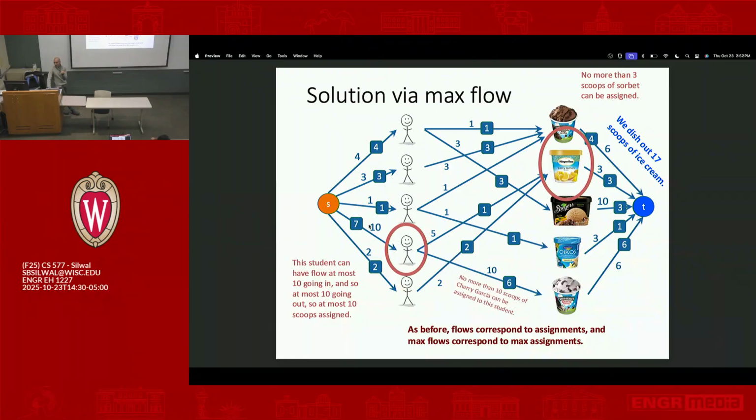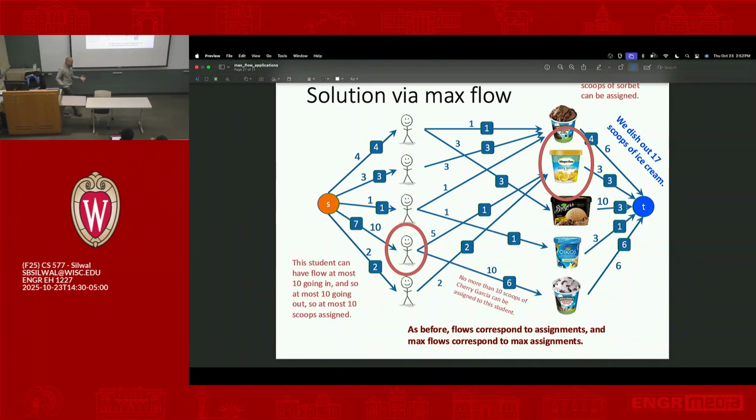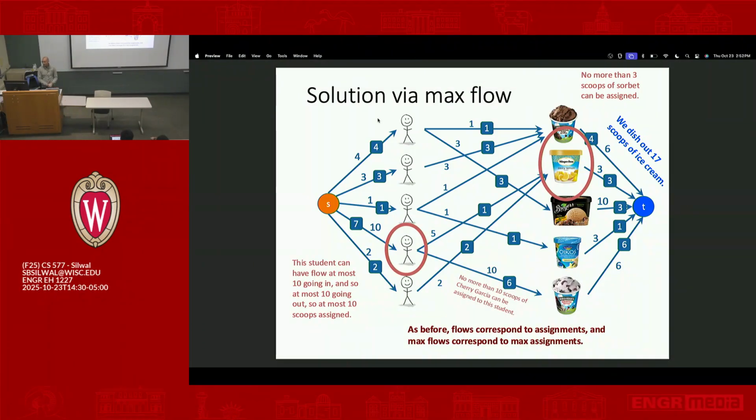Because the capacity of this edge is 10, at most 10 scoops will be given to this student. Because, like I said, we have a capacity of 1, I'm not going to give this student 2 scoops of chocolate. And the thing you have to check is: is the optimal assignment an example of a flow on the graph? Turns out it is. So that means the max flow is the best assignment. That's all this is saying. Pretty straightforward.